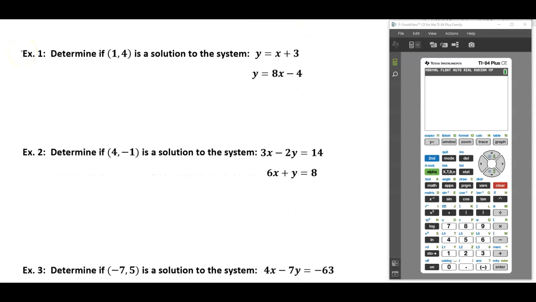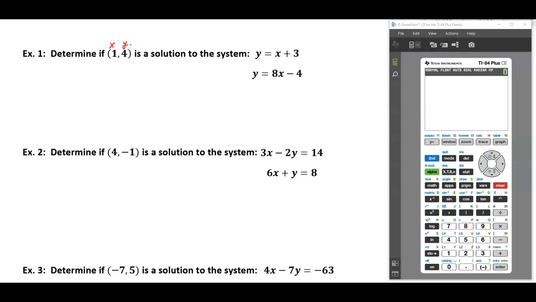Now, the easiest way to check if an ordered pair is a solution is to take this ordered pair, which in this case, your two variables in the equation are x and y. So here's your x value, here's your y value. All you're going to do is substitute those values back into each of the equations. If the ordered pair makes both equations true, it's a solution. If it only makes one equation true, it's not a solution.